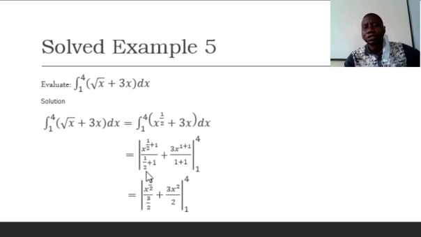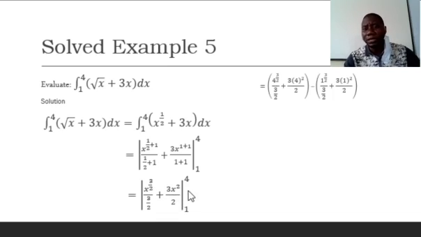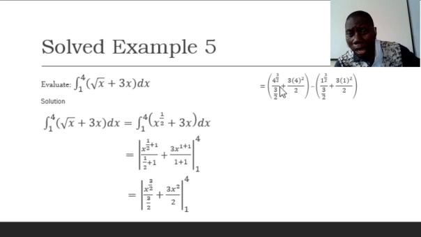So solving it further, 1 plus half will give me 3 over 2, over 3 over 2, plus 3x. 1 plus 1 will give me 2, that will be 3x squared over 2. Now I'm done with the simplification, so I need to substitute the upper limit and lower limit. If I substitute the upper limit, which is 4, that will be 4 raised to power 3 over 2 over 3 over 2, plus 3 brackets 4 raised to power 2 over 2. I'm going to put 4 into this first.